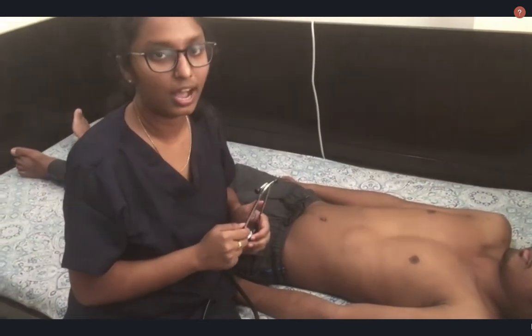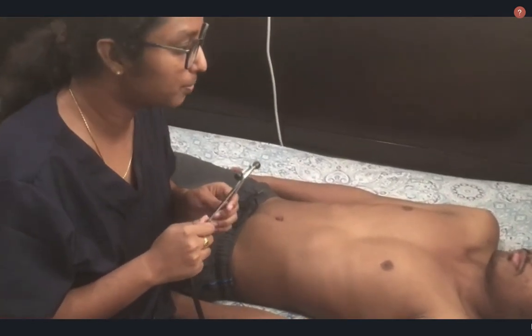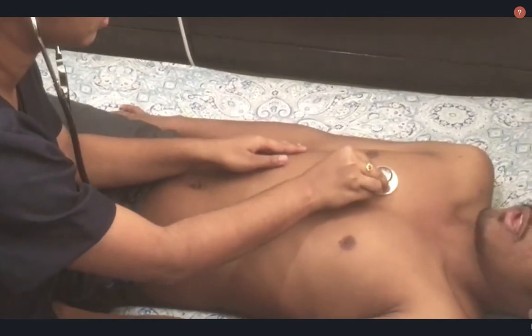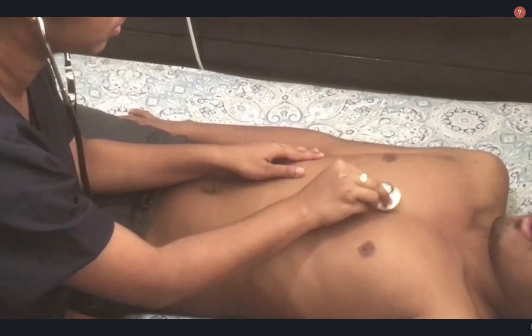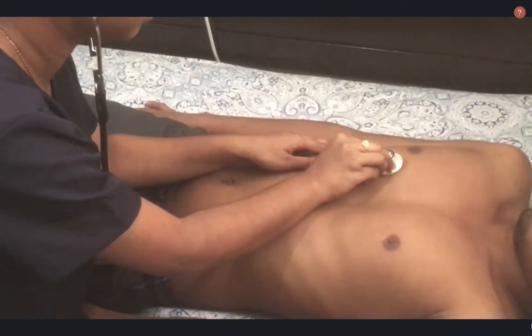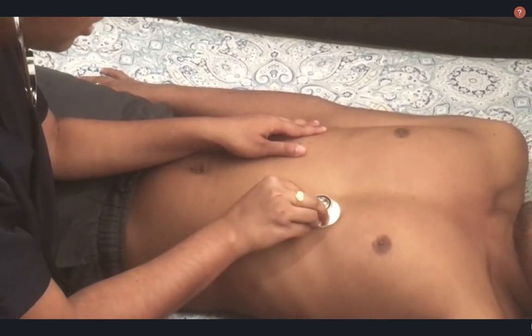Before auscultating, ask the patient to open the mouth and breathe in more deeply than normal. Sham, can you please open your mouth and breathe in deeply? Okay. Now check for the symmetry of the breath and any variations in the breath that you listen to.